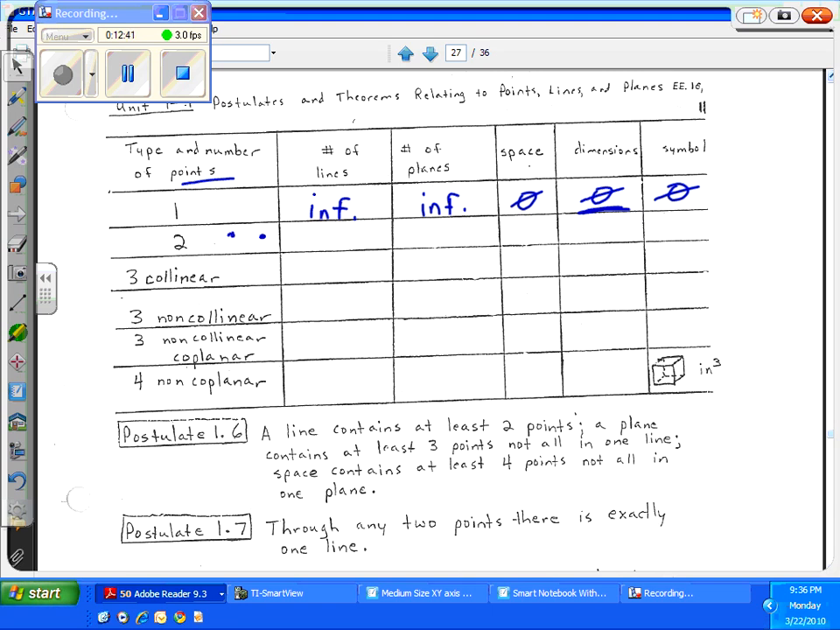Now, if we take 2 points, then we've determined exactly 1 line.